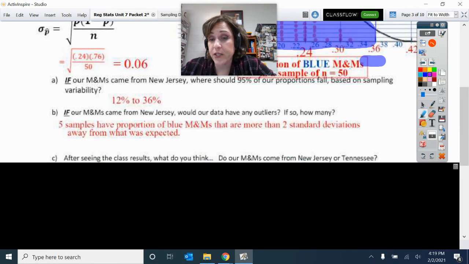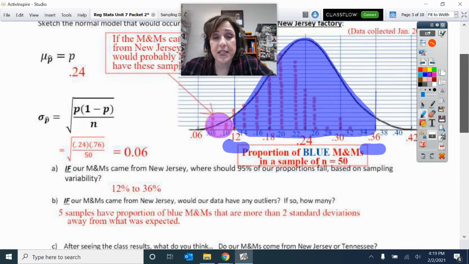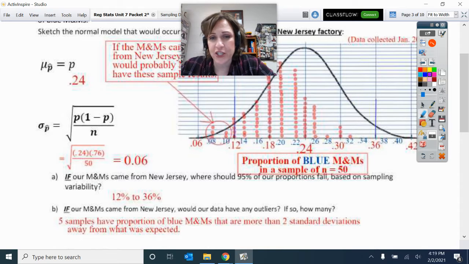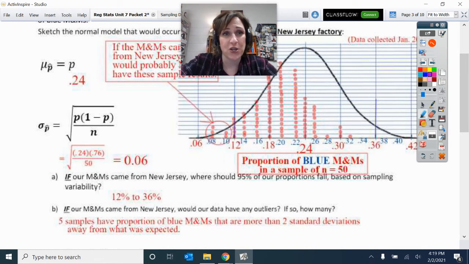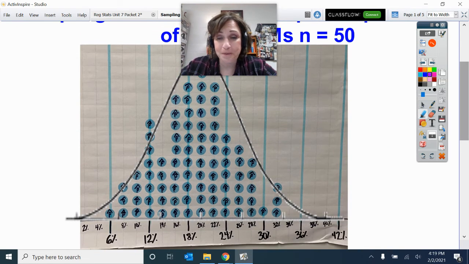After seeing this class's results, what do you think? Do you think our M&Ms came from New Jersey or Tennessee? I think just looking at these 5 outliers doesn't say the whole picture. If I see it like this, that kind of tells me what's going on. In fact, here is also another picture.